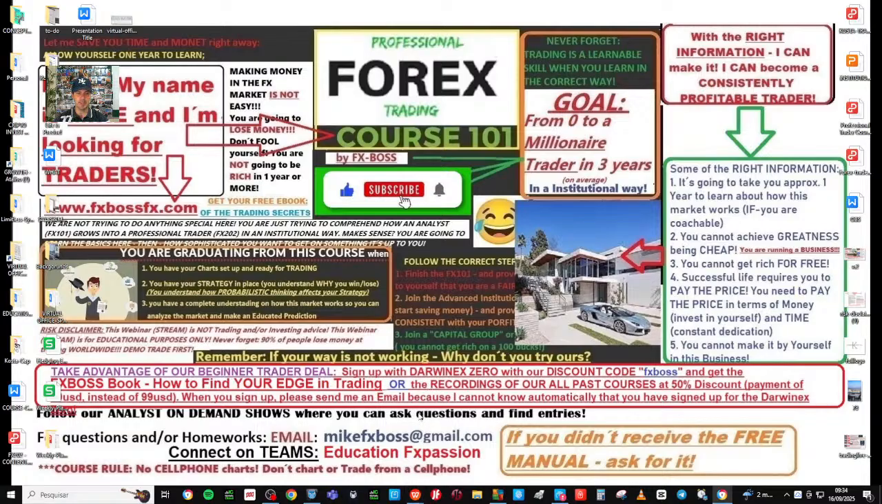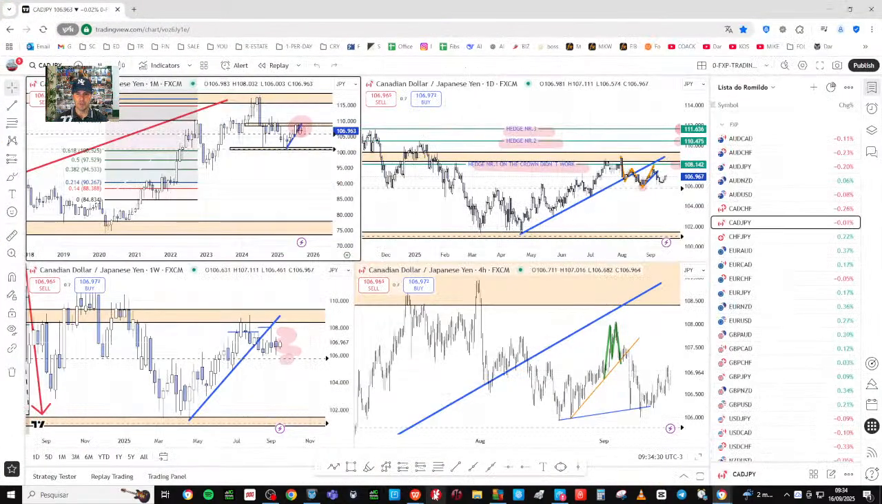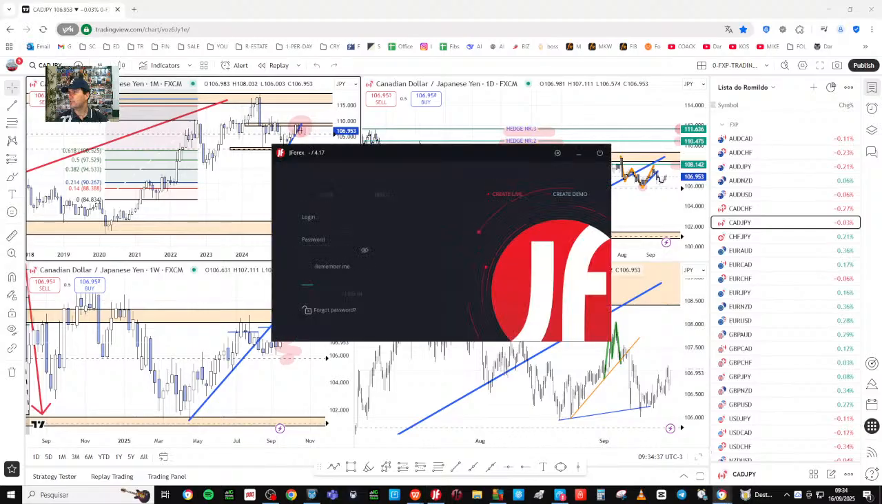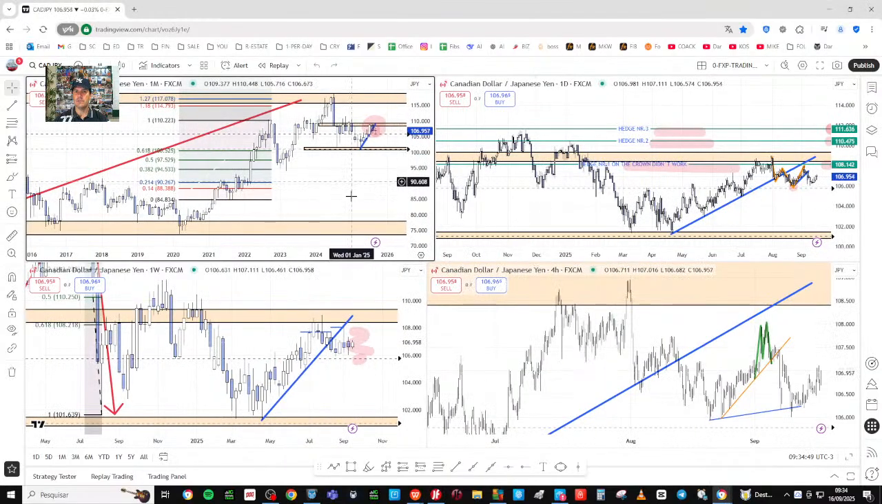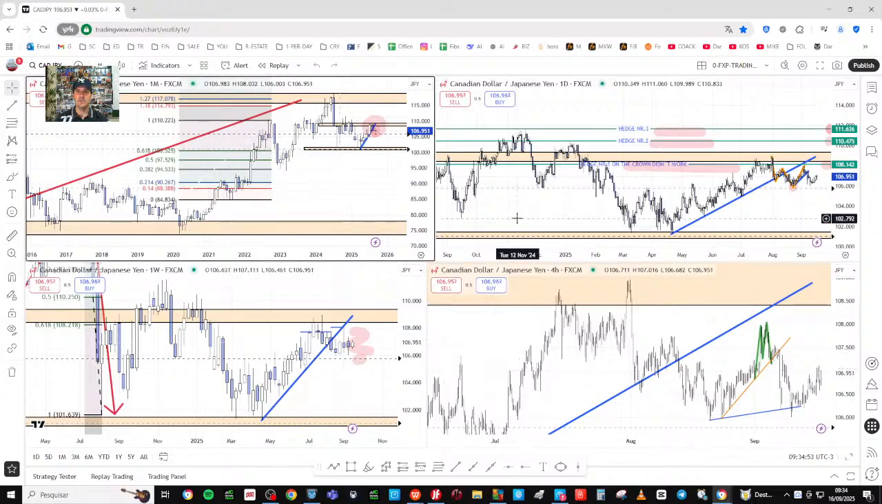So that being said, everybody, let's go to TradingView. I'm going to try to open Forex one more time. Hopefully our main charting platform is Forex, and it's free, everybody. Remember, you should have the 4 time frames: the monthly, weekly, daily, and the 4 hour.